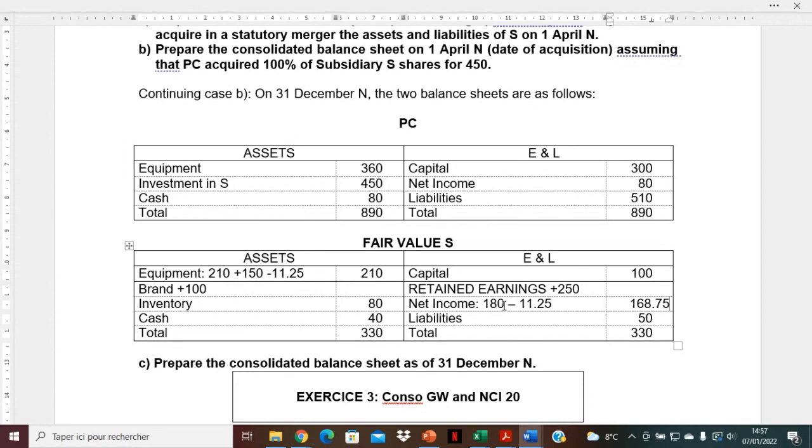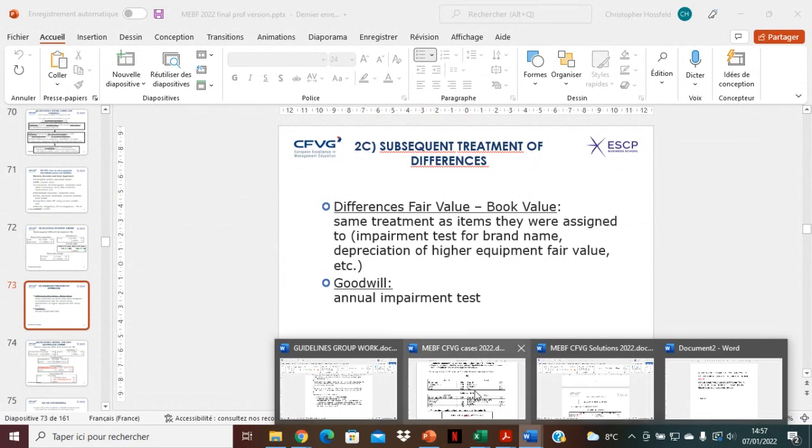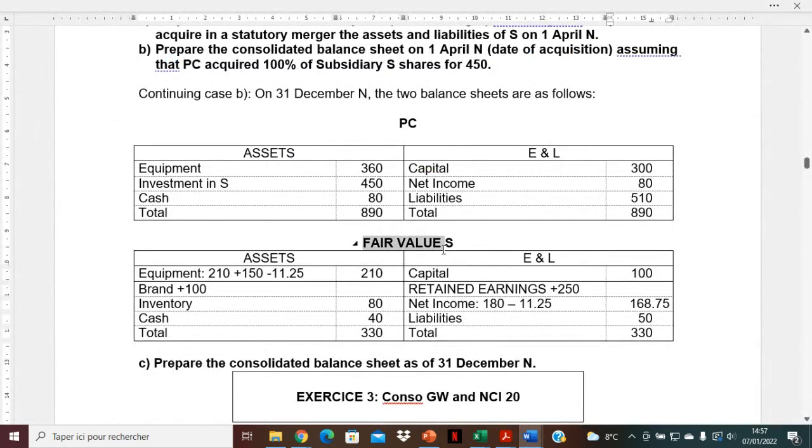Okay, so I need to revalue on the balance sheet of S, and I need to consider the subsequent measurement that I have, depending on if we talk about goodwill or if we talk about valuation differences that I have. Okay, so I need to do this, and this is then the balance sheet at fair value at the end of the year. Okay, are we good so far? Means here my equipment is actually 348.75.